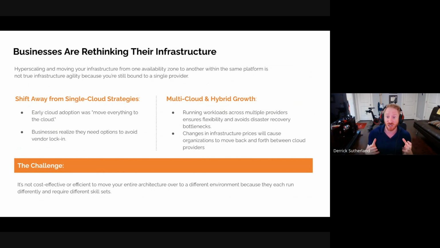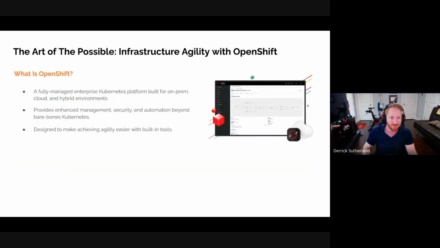The challenge is traditionally it hasn't been cost effective and really not even possible, especially when you start taking storage into consideration, when the storage inside of AWS is going to be completely different than it is on premise, completely different than it is in a different cloud provider. Maybe some of the protocols are similar ultimately, but how are we going to be able to have that storage be immediately available in these different environments? And that's where things get tricky. So the art of the possible with infrastructure agility starts with Kubernetes and OpenShift.